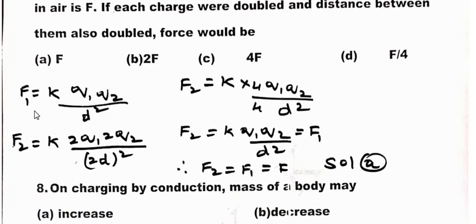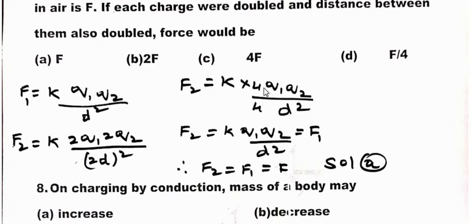So initially, let us say the two charges were Q1 and Q2. So F is given by F1. I will call it as the initial force as F1, K into Q1 Q2 by d square. Now, when both the charges are doubled, what happens? F2 equals K into 2Q1 into 2Q2, and the distance is also doubled, 2d whole square. So F2 is K into 2 into 2 is 4. 4 into Q1 Q2 by 4d square.